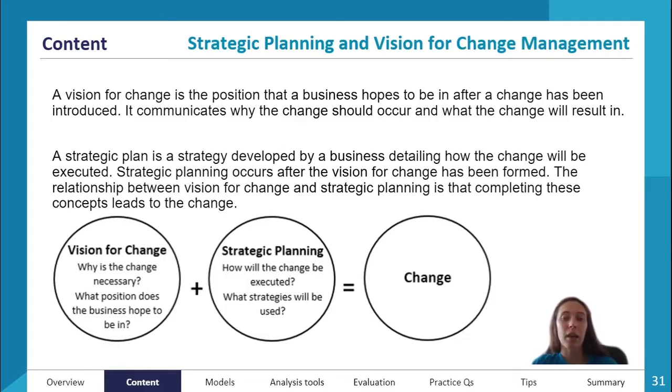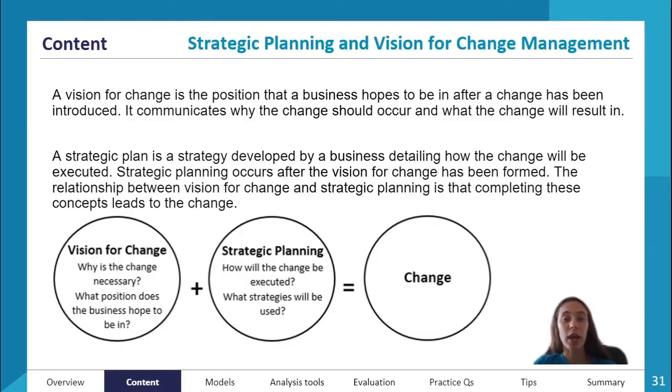Strategic planning and vision for change management. A vision for change is the position that a business hopes to be in after a change has been introduced. So vision is all about how you see something in the future. So a vision for change is, what will that change look like after it's happened? And what will the business look like after the change has happened?